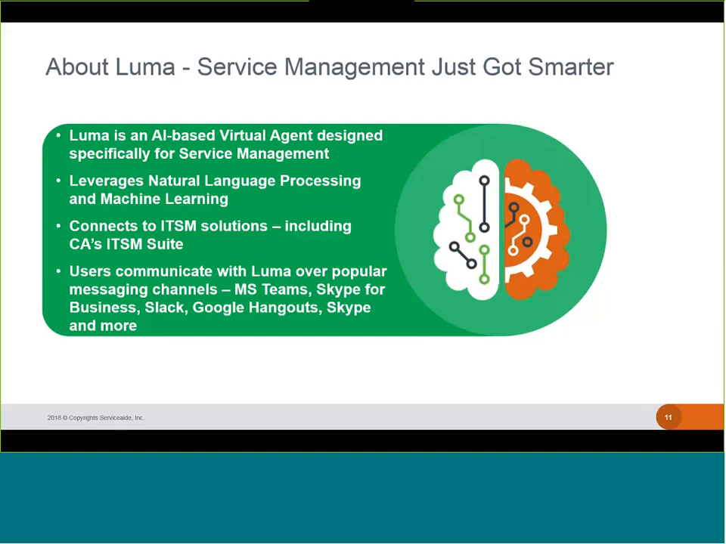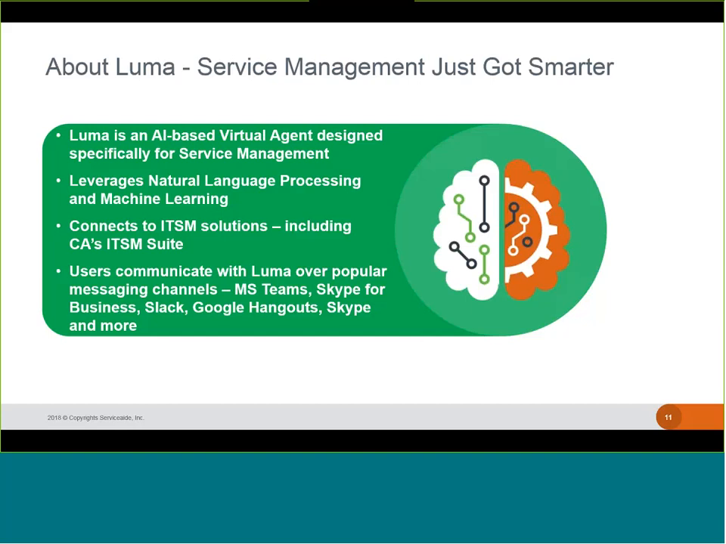Luma does connect to multiple IT service management solutions. We integrated with our own service management solution first, and then immediately built an integration with CA's service management solution. The reason for that is we have a great relationship with CA. We have a lot of former CA employees at Serviceaide, and we just really see the opportunity to work closely with CA to deliver value to a large customer base that is CA service management.